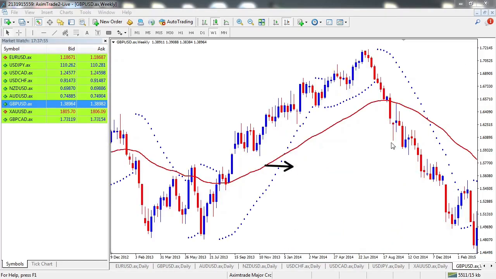And if the price is above the moving average and the Parabolic SAR switches from top to bottom, it confirms the buy signal.